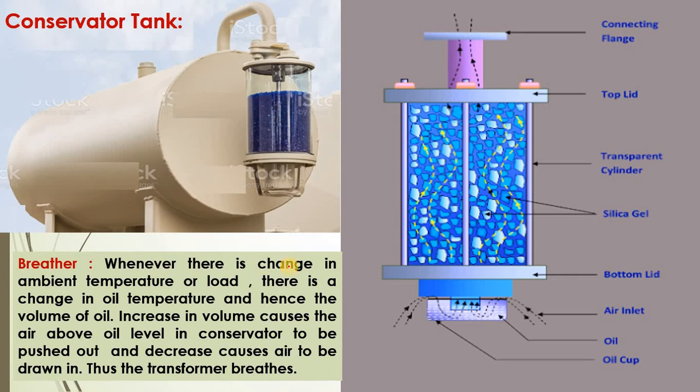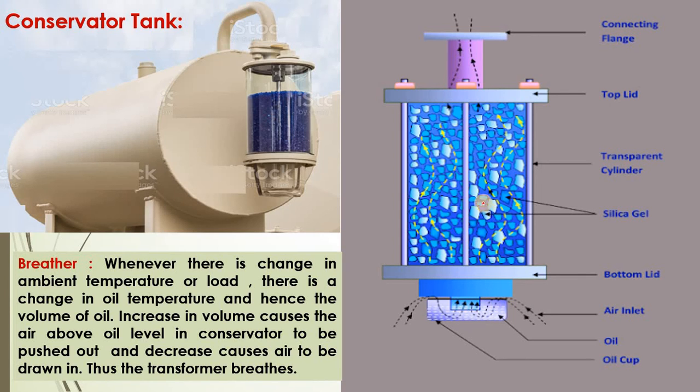So this is the breather. Its function is to avoid direct contact between the atmosphere and the internal oil of the transformer. So what is the structure here? This is the connecting flange, then the top lid. This is the transparent cylinder. Silica gel is this one. Then the bottom lid is this one. Then the air inlet is there, and this is the oil cup.